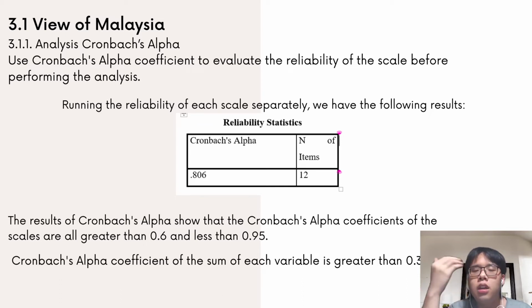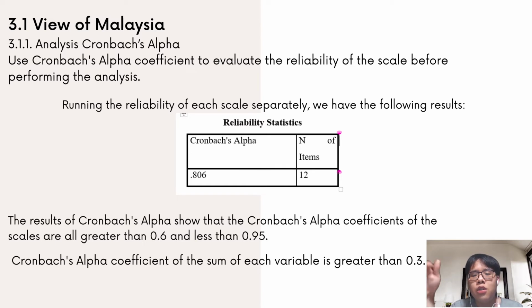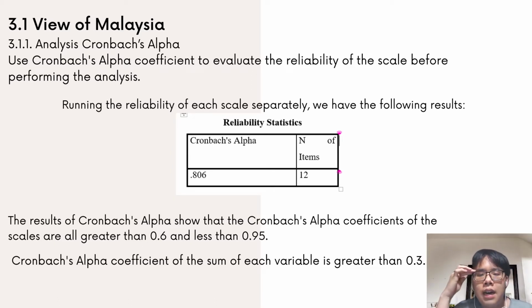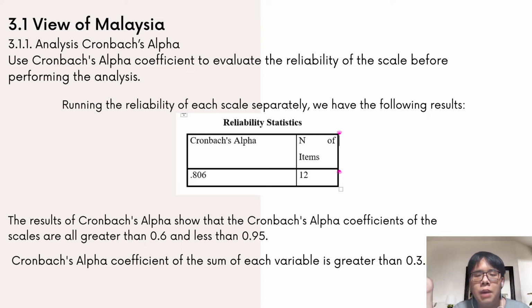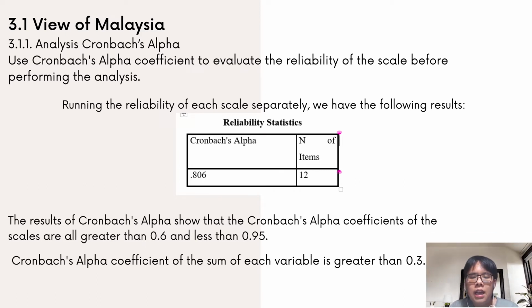So hi, today I present the results of the analysis. In this study, we use 3 steps: the Cronbach's alpha test, EFA analysis, and multivariate regression analysis. First, with Malaysia, the Cronbach's alpha result shows that the coefficients of the scales are all greater than 0.6 and less than 0.95. In the result table, the corrected item-total correlation of each variable is greater than 0.3, and this is a criterion from Hair 2016 for the analysis of the following step.